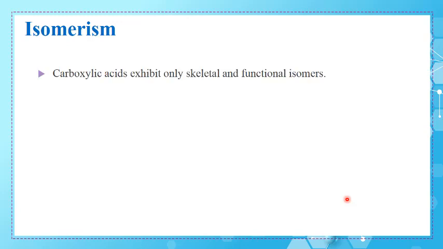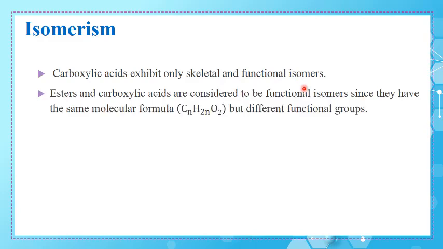Okay. Now about isomerism. Carboxylic acids exhibit only skeletal and functional isomers. Definitely they don't have positional isomers, because the functional group, as we said, is always at the extremity of the chain.